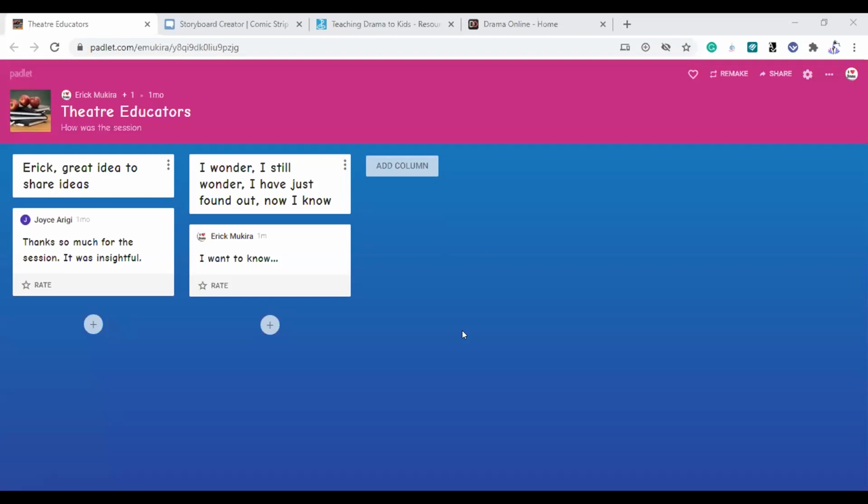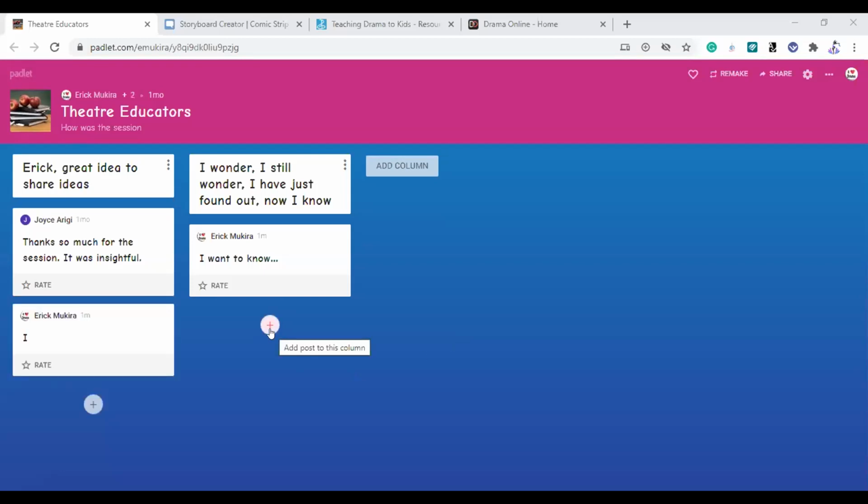There's something you've been wondering for years, and then you've just found out. So as we continue with the webinar, what is the thing that you will have found out today? You can type it right here on the Padlet so that we can tackle it. At the end of the webinar, what is this thing that you will have known? So now I know. How do you type it? You go to the plus sign, and you just click plus and type whatever you want to type.